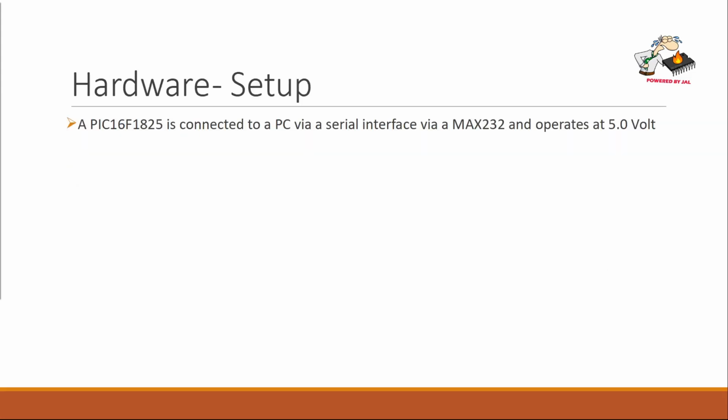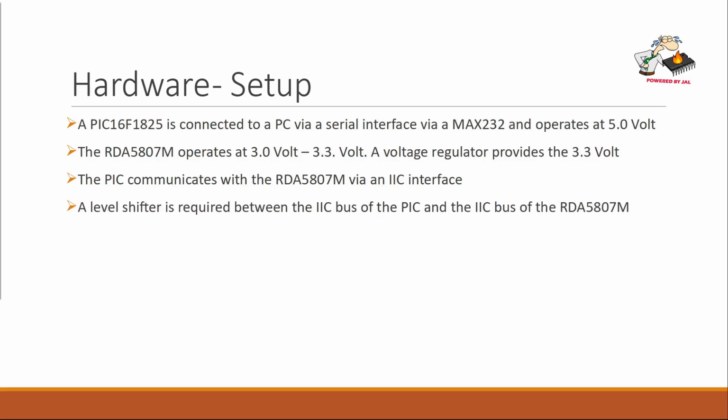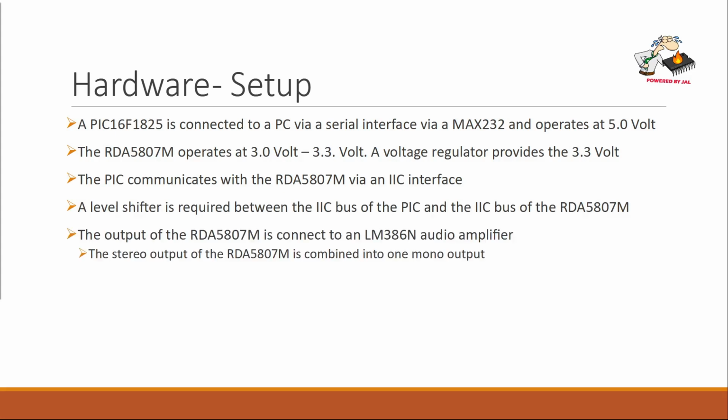So the hardware that I used is, as I mentioned before, a PIC microcontroller. It's connected to a PC via a serial interface. It operates at 5 volts. The RDA5807M operates at 3 or 3.3 volts, so you need a voltage regulator to provide the right power supply. As I mentioned before, the communication is done via I2C, and since the devices are at different voltage levels, we need a level shifter. And the output of the device is connected to an audio amplifier. For this demo, I have combined the two stereo signals to one mono signal.